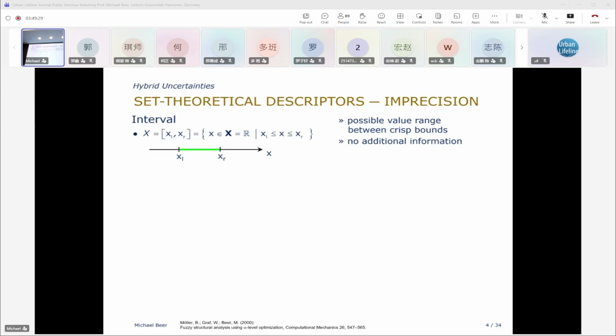Okay, so let's talk about an interval. How to process these intervals? Because there is a lot of misunderstanding on this. But actually, the solution is very simple. Okay, that's an interval. It's something between A and B, or X left and X right. Nothing else. We don't know any additional information.